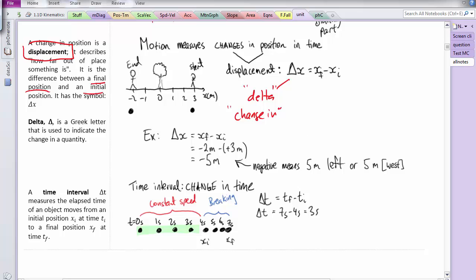And like we said, displacement, which has the symbol delta x, is the final position minus the initial position. In math, you might remember delta y over delta x, which is the slope. Same kind of idea here. Note here that displacement is a signed quantity.